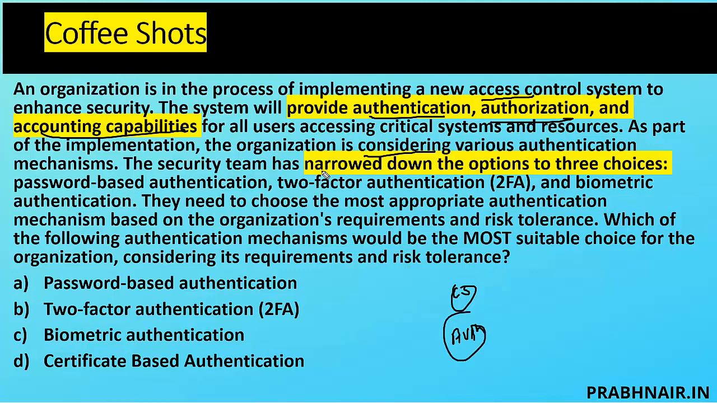So the security team has narrowed down the options to 3 choices: password based, 2-factor, and biometric. They need to choose the most appropriate authentication mechanism based on the organization requirement and risk tolerance. So risk tolerance and organization requirement. Which of the following authentication mechanisms is the most suitable choice for the organization considering the requirement and the risk tolerance?